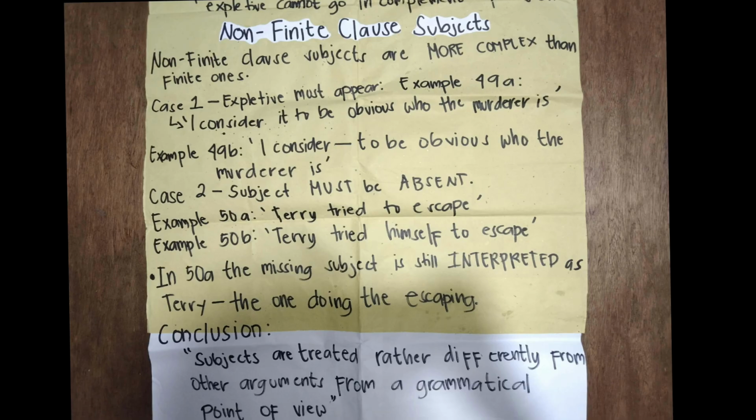However, and this is the interesting part, even though the subject is absent, we still understand that Terry is the one doing the escaping. The meaning is there, but the grammatical subject is not. The book concludes by saying that subjects are treated quite differently from other arguments from a grammatical point of view, and that is exactly what we have seen in this section.